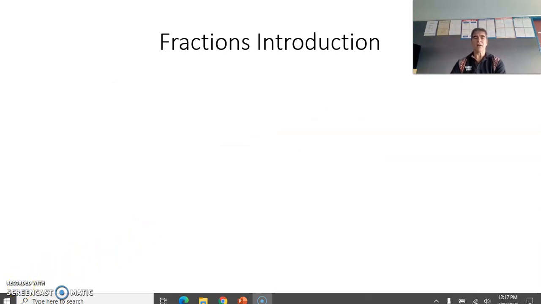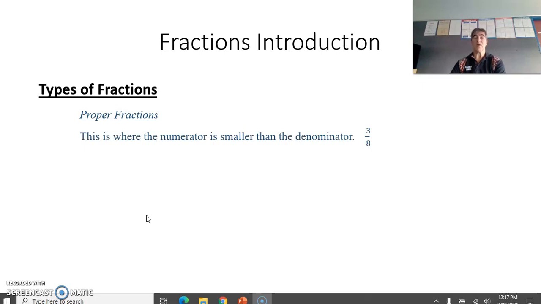Now that we've had a look at parts of a fraction, what we're now going to do is have a look at types of fractions. So we have what we call proper fractions. So a proper fraction is where the numerator is smaller than the denominator. So our 3/8 that we had before, the numerator, the 3, is smaller than the denominator, the 8. So that is a proper fraction.